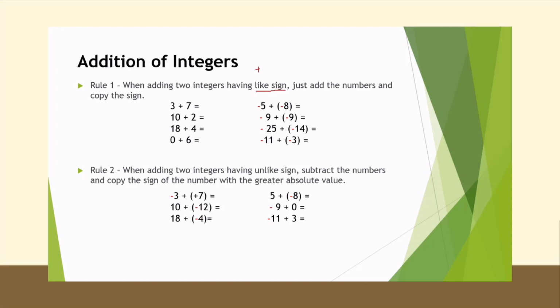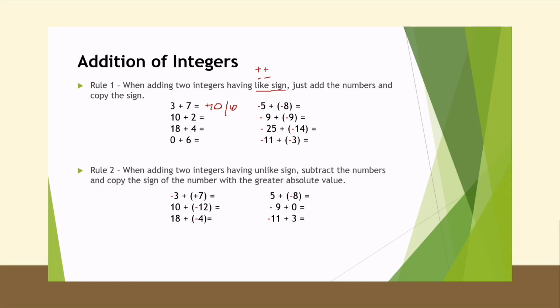So pwedeng both positive or parehas negative. For example, positive 3 plus positive 7. As you can see, wala kayong nakikitang positive. But it is understood that the numbers are positive. Okay? So positive 3 plus positive 7 equals positive 10 or simply write 10.